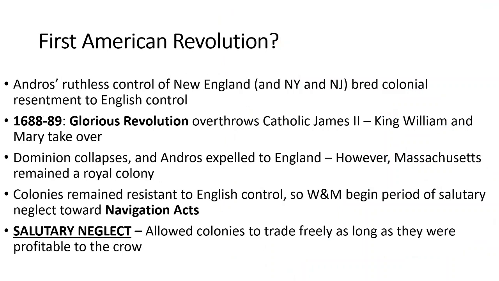So just as they're beginning to grow in their resentment and consider throwing off the control of Andros and his dominion, there is a revolution in England. This overthrows the Catholic King James II, and King William and Mary take over. When they do, the Dominion of New England collapses, and Andros is expelled to England. He luckily escaped death just out of plain, well, I guess you could say mercy from the settlers. However, Massachusetts remained a royal colony.